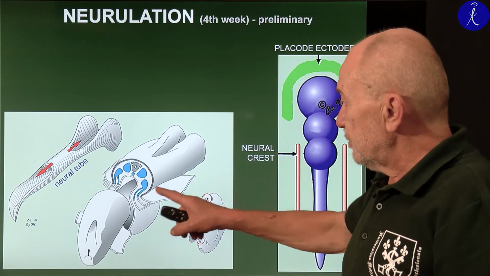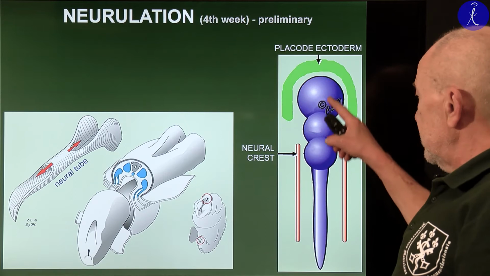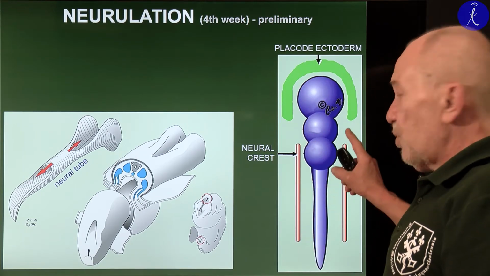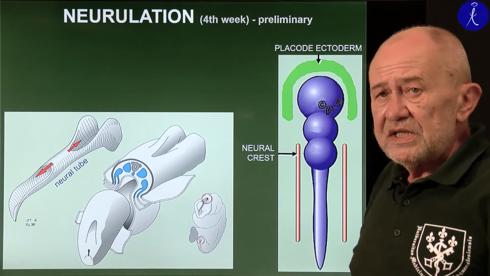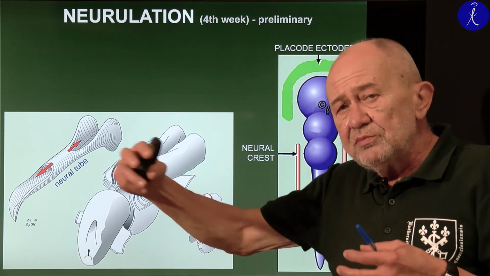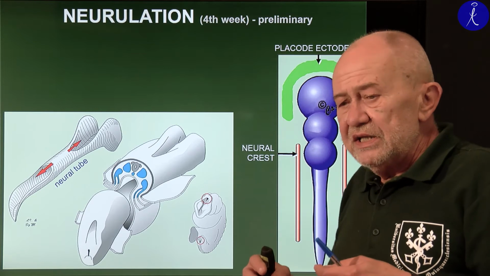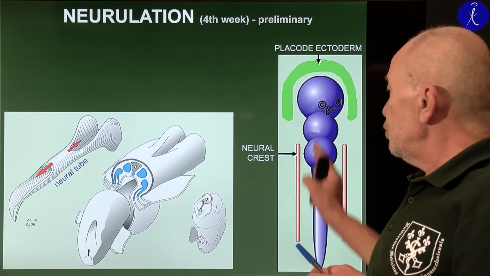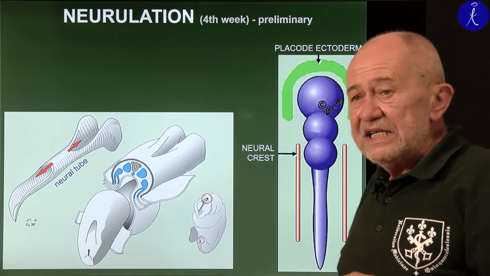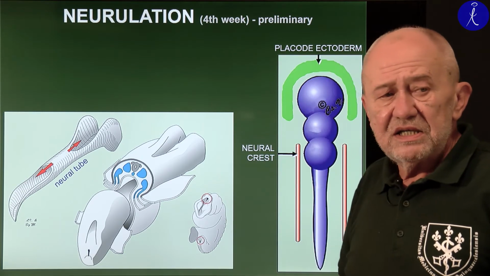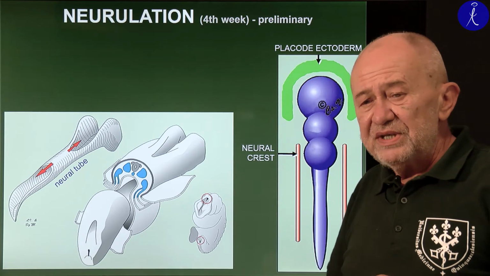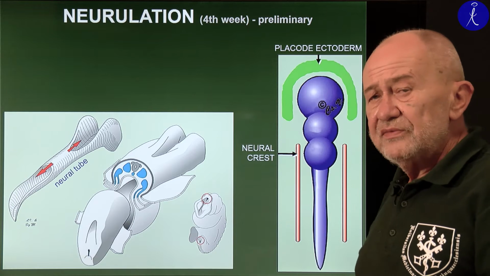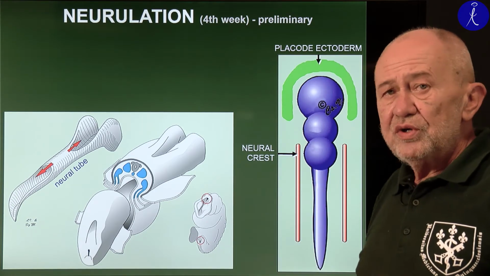Outside the surface ectoderm, the neural tube is indicated here by this bluish color, but on both sides of the neural tube, there is a group of cells arranged in a column, and this becomes separated from both the surface ectoderm and the neural tube. That is the neural crest. The neural crest cells are needed for formation of the peripheral nervous system. Almost everything belonging to the peripheral nervous system is a derivative of the neural crest.